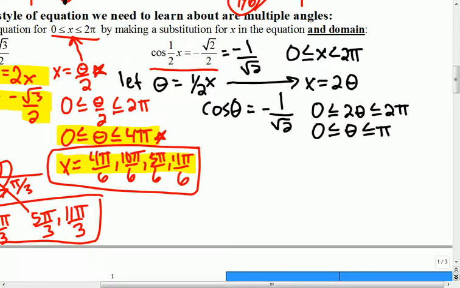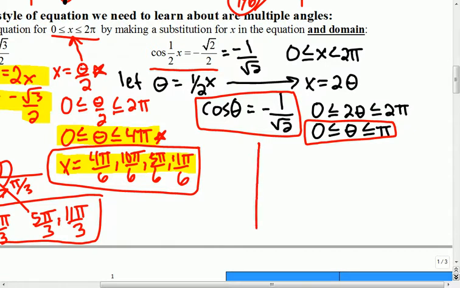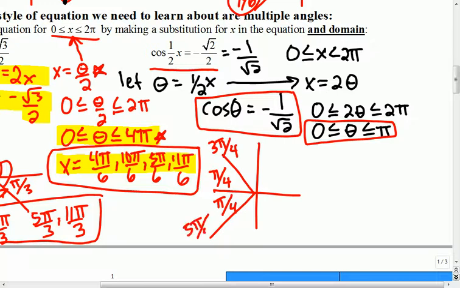So now I have a different domain and my new equation. I followed the same set of rules that I was given, I just have a new equation to do it with. So if cosine is negative, that means I would expect to find it in these quadrants. The reference angle is pi over 4. So my possible answers would be 3 pi over 4 and 5 pi over 4.